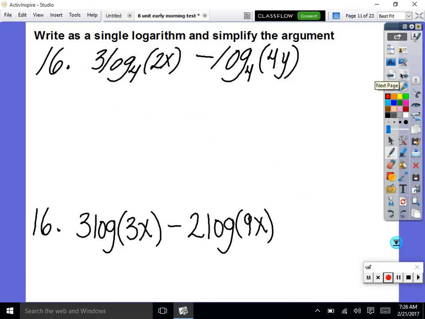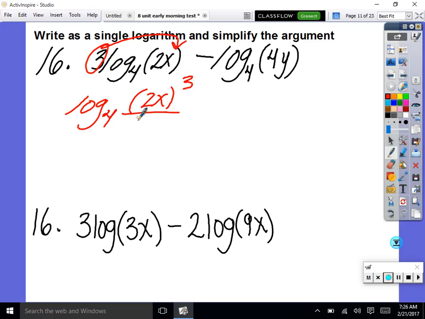Okay, write as a single logarithm and simplify. This is what I'm seeing people forget to do. They're able to write it as a single logarithm, but they're not simplifying. So look at this one. Log to the base 4 of 2 and x all cubed, all divided by 4y, because when you subtract, you divide. 2 and 4 don't divide right now because that'd be wrong. It's 2 to the 3rd power. So isn't this really log to the base 4 of 8x cubed over 4y, and now you would simplify.